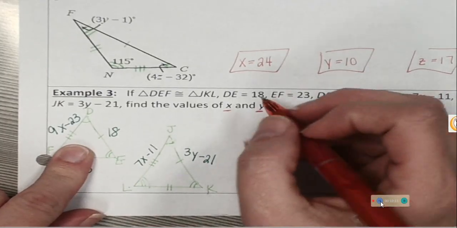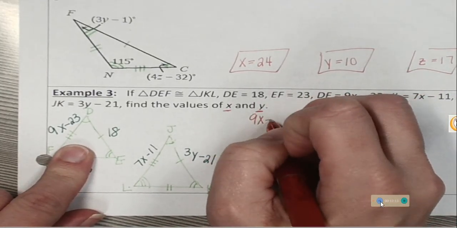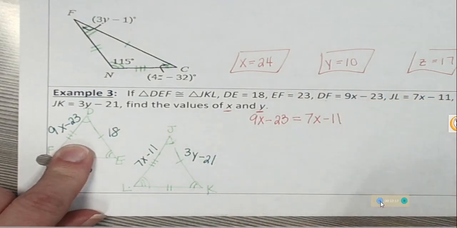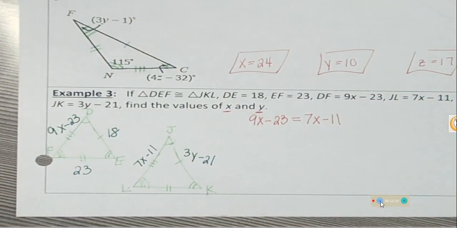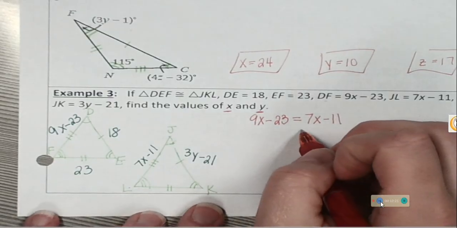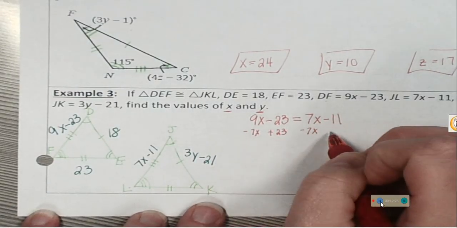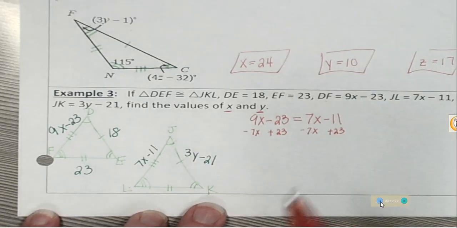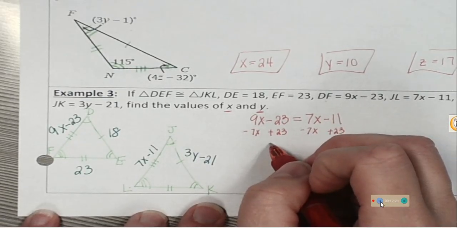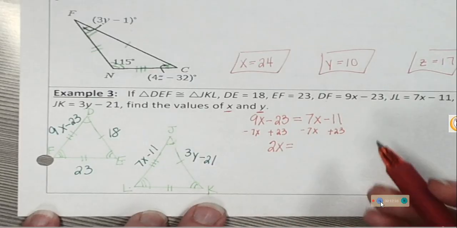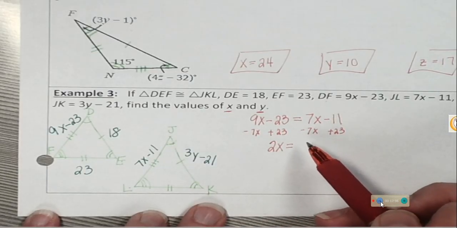What can you tell me about segment DF and JL? They're equal. So, 9x minus 23 is equal in length to 7x minus 11. So I need to set those equal and solve. So I'm going to minus 7x from both sides. I'm going to add 23 to both sides because inverses cancel. So 9 minus 7 is 2x. Negative 23, positive 23 cancel. 7 minus 7 goes away.